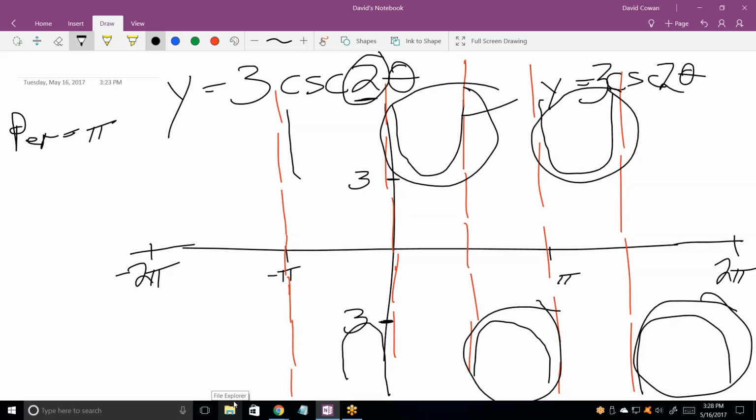Okay, cool. That's what I was just wondering about. No, I definitely had made a mistake on drawing it, and I didn't realize it until you said that. So there you go. And there are 1, 2, 3, 4 cycles, which there should be. Because if we're going from minus 2 pi to plus 2 pi, and the period is pi, I should have 4 complete cycles of the cosecant curve.